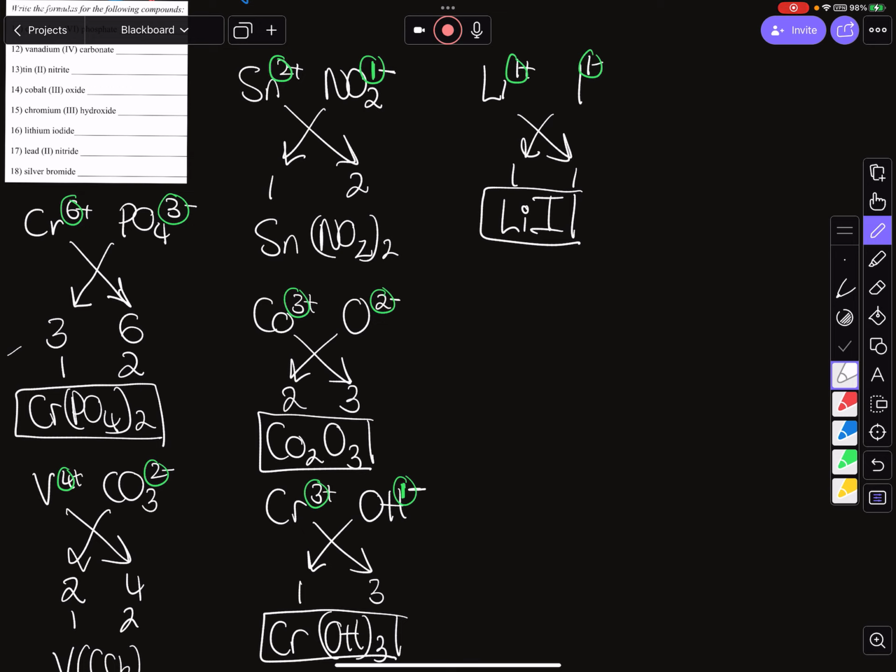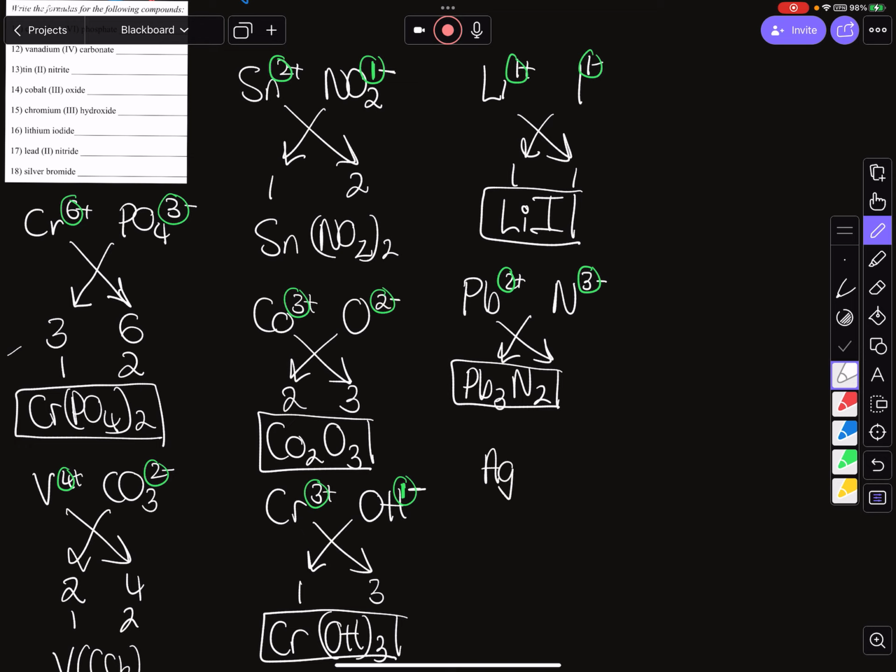For our lead nitride, so lead is Pb. My Roman numeral tells me it's a 2+ charge. Nitride is just the element. It's not a nitrite or a nitrate. So this lives in group 5, which means it has a 3 negative charge. These are the numbers that we're dropping down. So it becomes Pb3N2 as our formula.